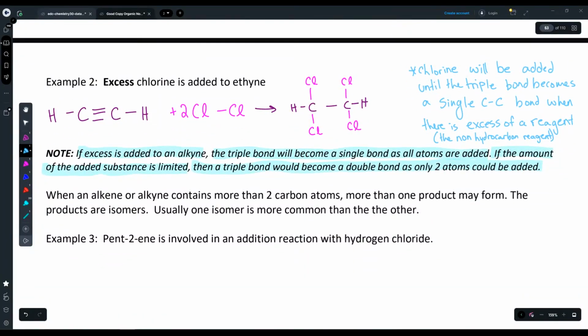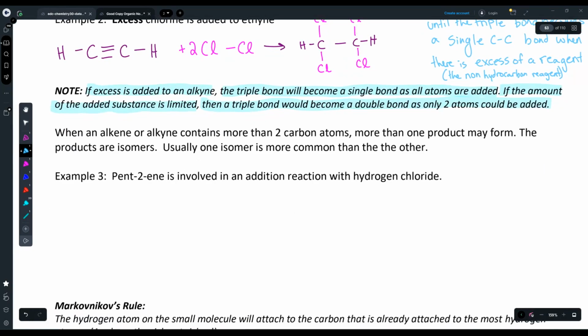Okay. So when an alkene or alkyne contains more than 2 carbon atoms, more than one product may form. The products are going to be isomers. Usually one isomer is more common than the other. Okay, so this is what I was talking about before.